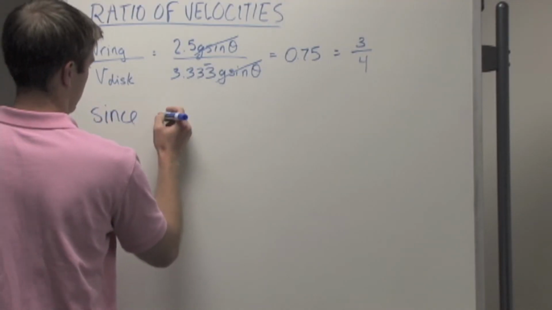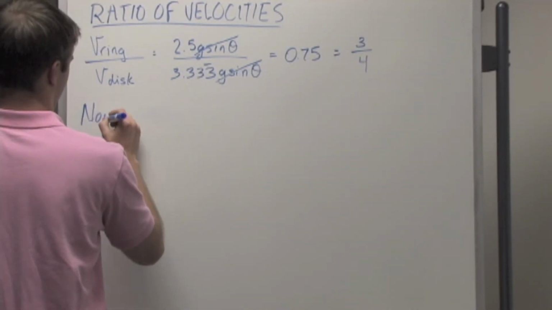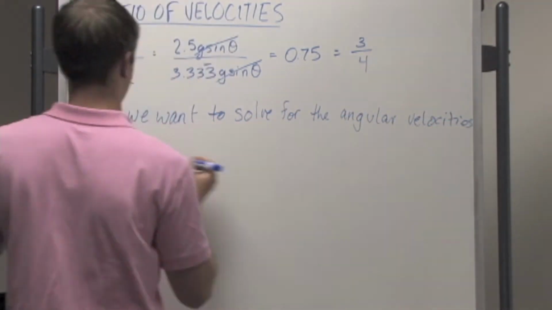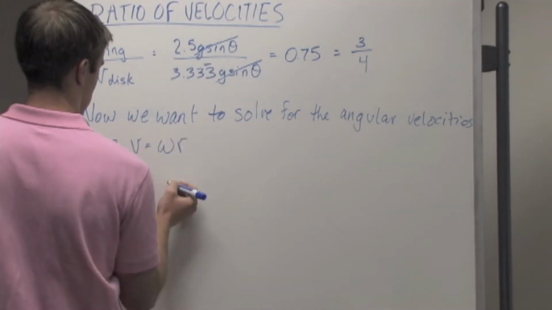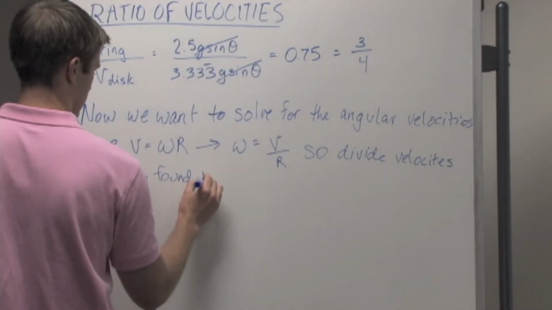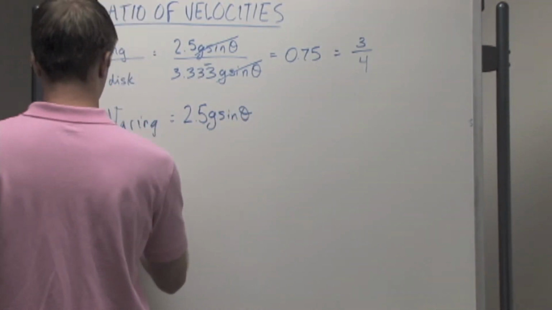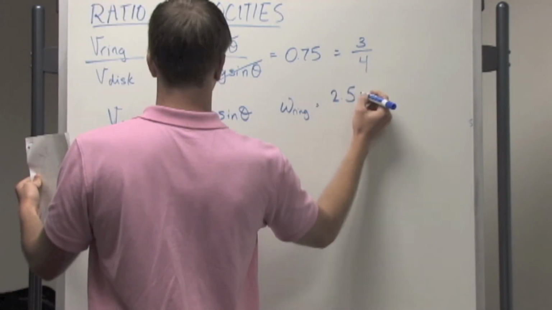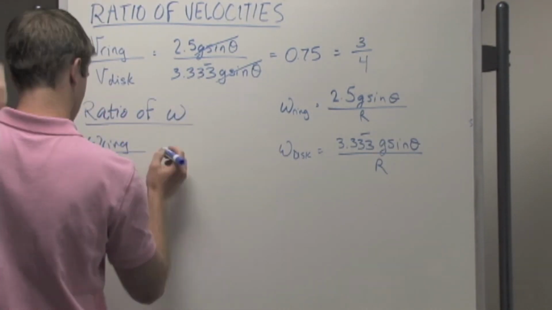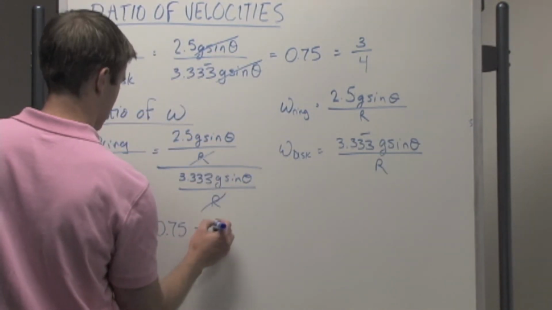To solve for the ratio of velocities, we divided the velocity of the disk from the velocity of the ring as shown. This resulted in a ratio of 3/4. In order to solve for the ratio of angular velocities as assigned in the problem, we used the relationship between velocity and angular velocity, which is v is equal to r times omega. With simple algebra, we were able to solve for omega of both the ring and the disk with the previously found velocities. This resulted in the same ratio of 3/4.